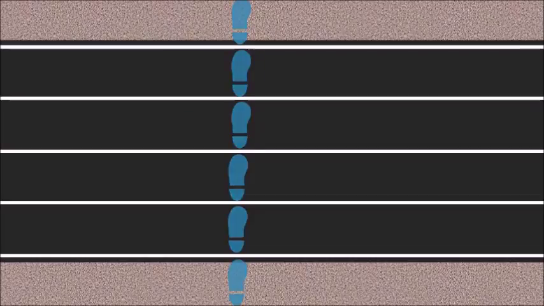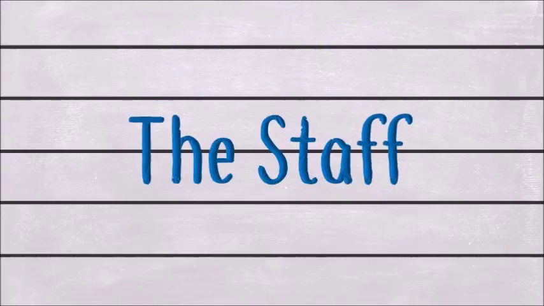Now, we don't write music on roads very often. Usually, we do it on white paper with black lines. So here are the lines that we write music on, and we call this a staff. Also in music, we don't usually stand on the lines, but instead we draw notes. Notes can be filled in, or they can be empty.